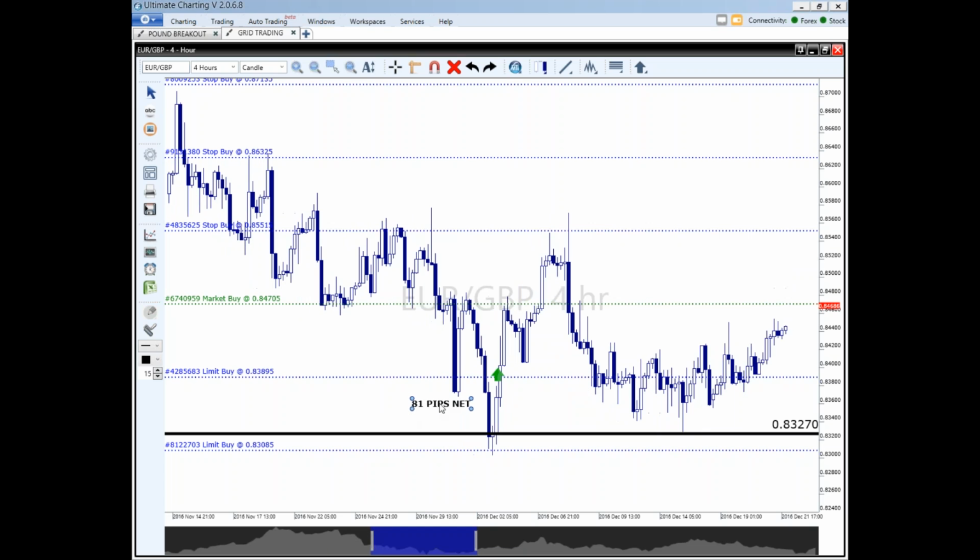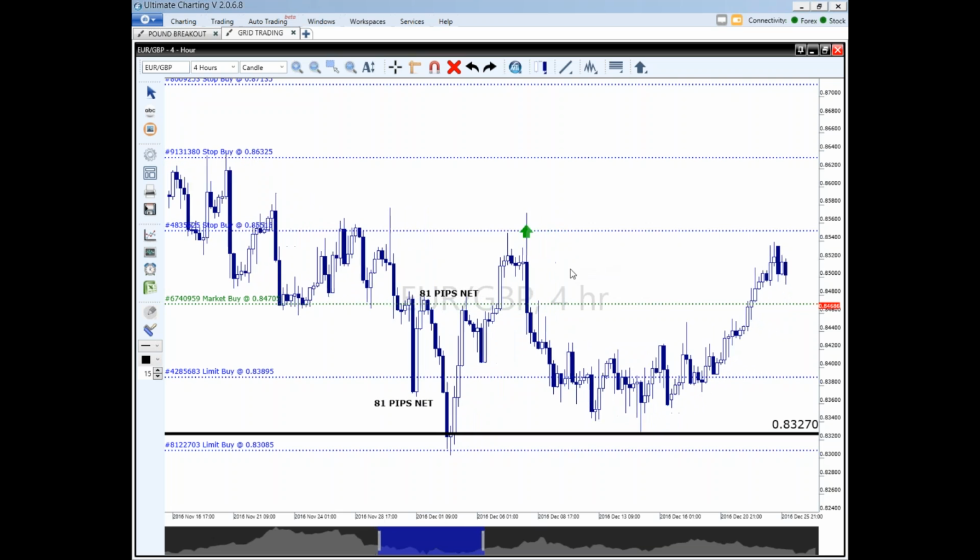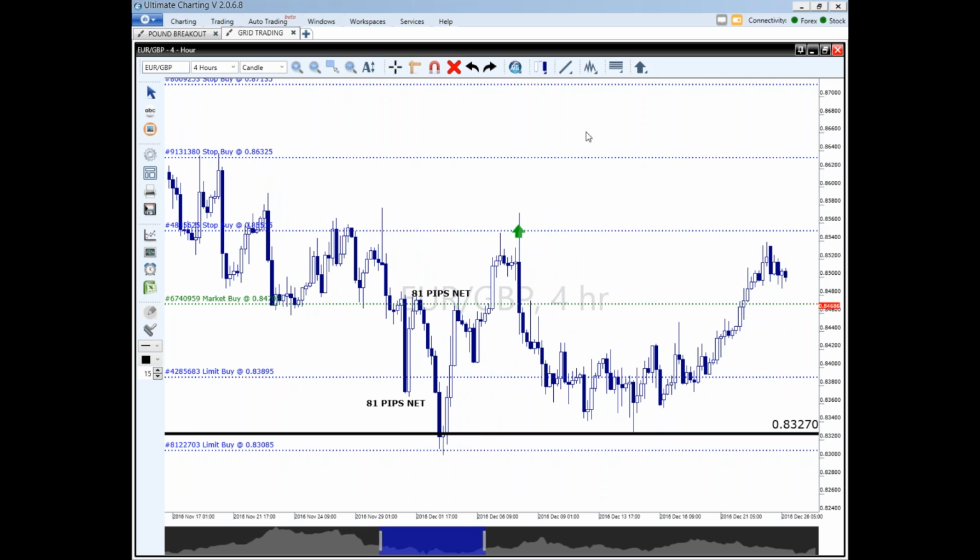Since we're going from support to resistance, we want to size back in. So we get back in there, retrace, extend, another 81 pips net. Resize back in. And the market goes against you. Once you size back in, boom, it comes down. Sizes you back in right there. Comes down, sizes you back in right there.